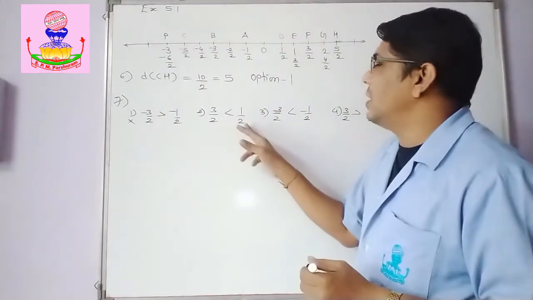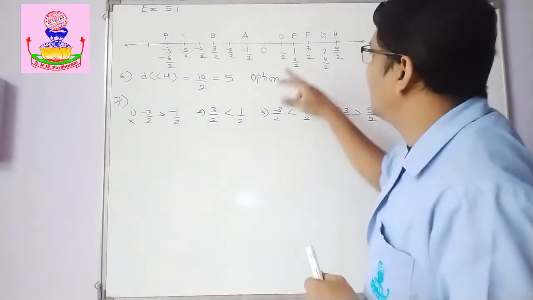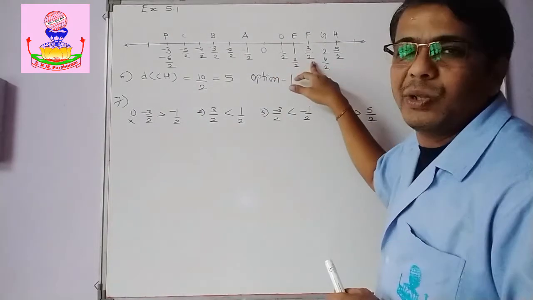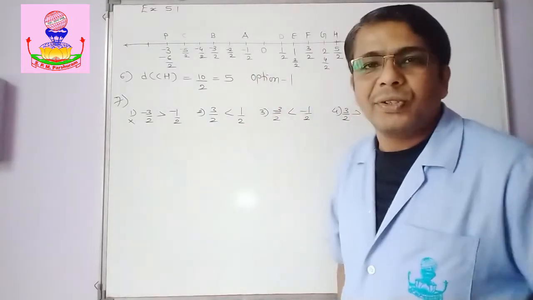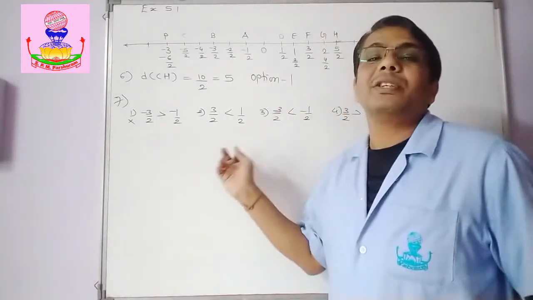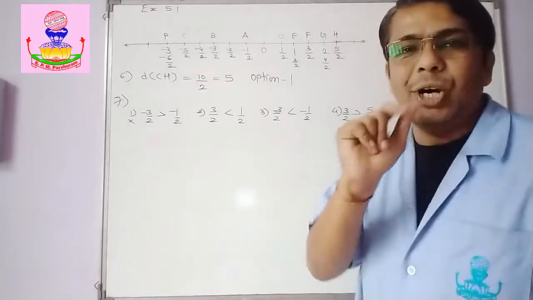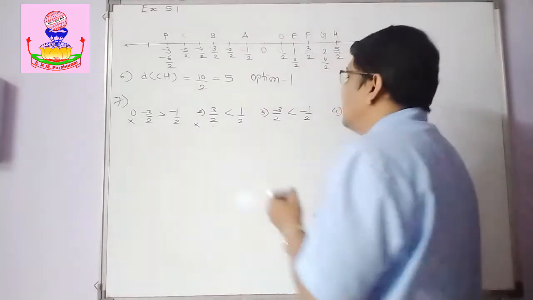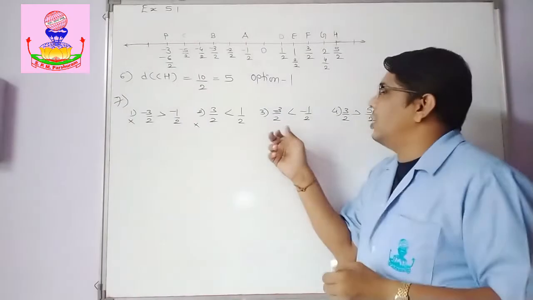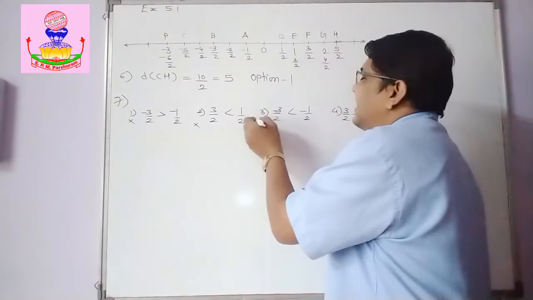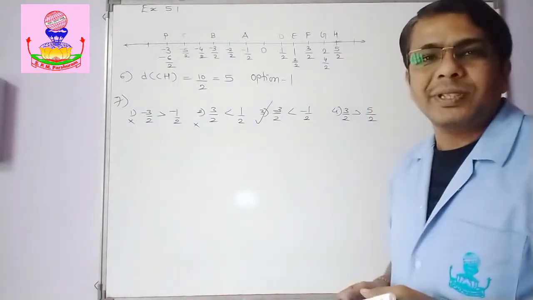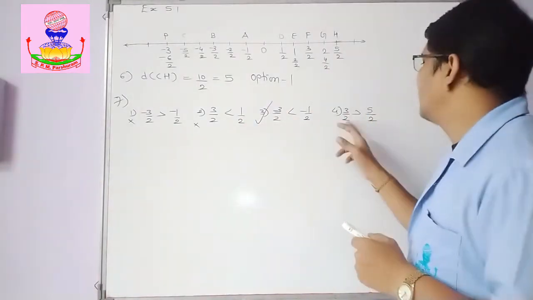Right? Then 3 upon 2 is smaller than 1 upon 2. Now here this is 1 upon 2, this is 3 upon 2. Now 3 upon 2 is to the right hand side of 1 upon 2. So it has to be greater. What it is shown here, it is smaller. So it is wrong. Right? Then here minus 3 upon 2 is smaller than minus 1 upon 2. That's what we have discussed. So this is the correct answer. Option third.